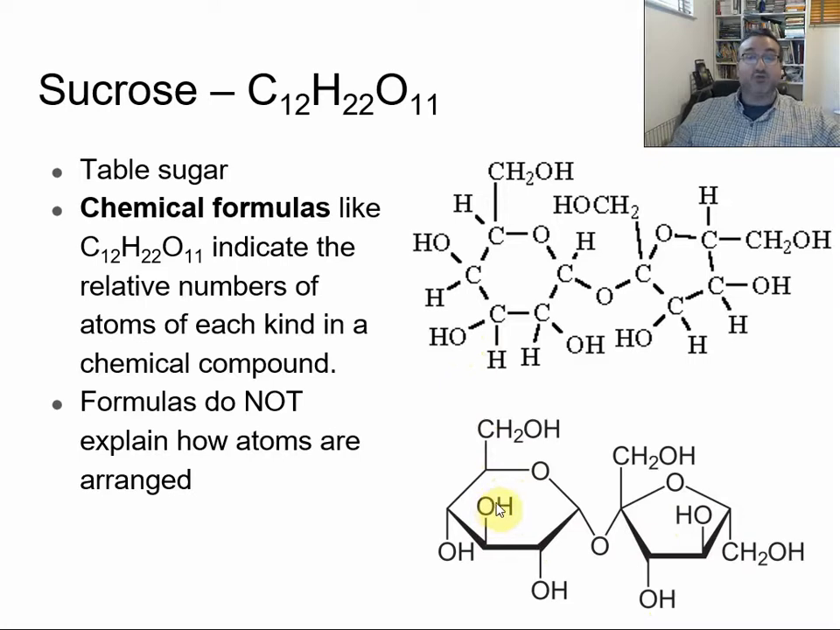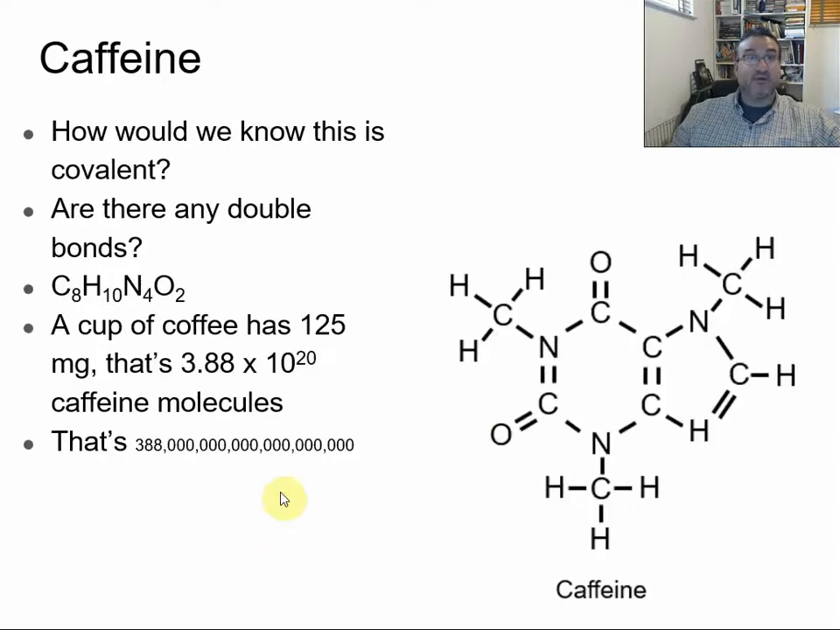It just happens so commonly that people who understand what they're looking at know that it's assumed to be there. So not every bond is always shown, depending on what the diagram is trying to highlight. Here we see caffeine. How would you know this is covalent? These are all nonmetals, and they're all sharing electrons.